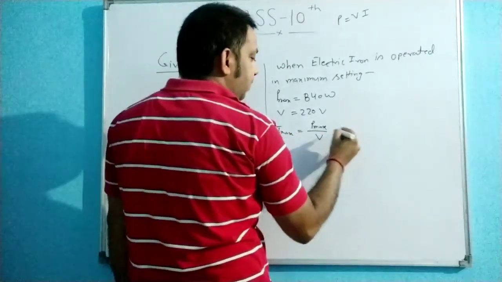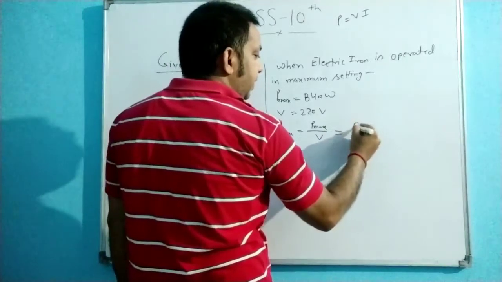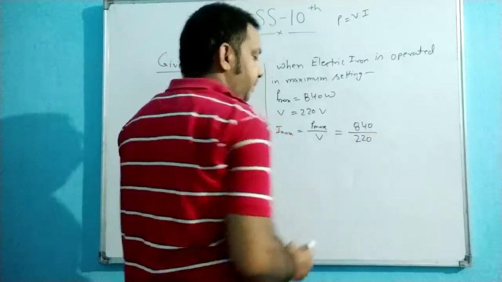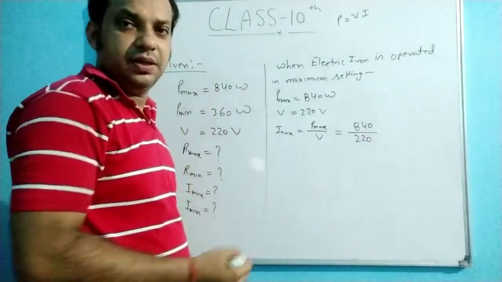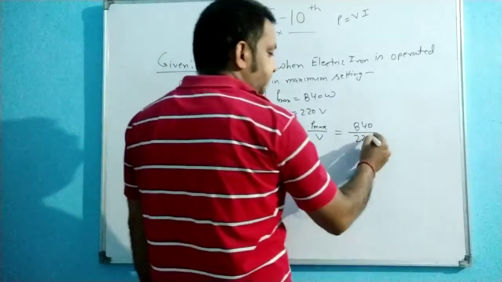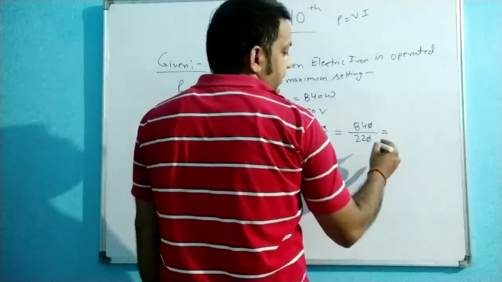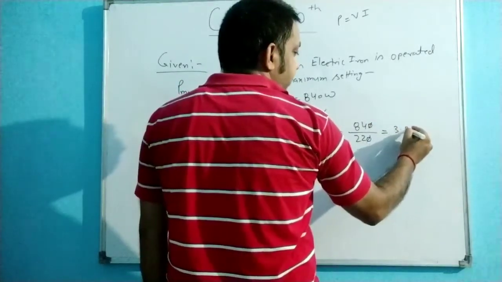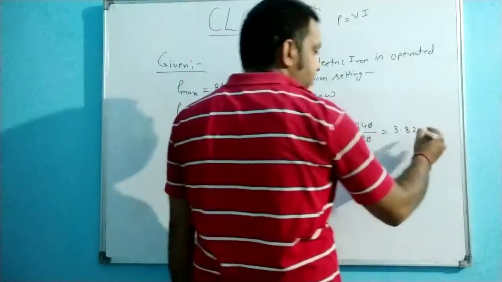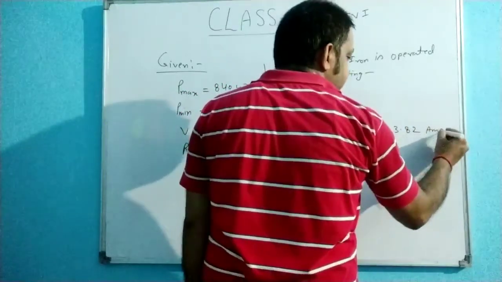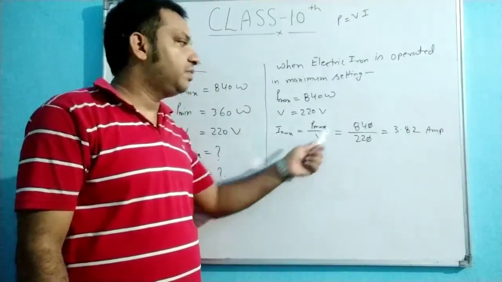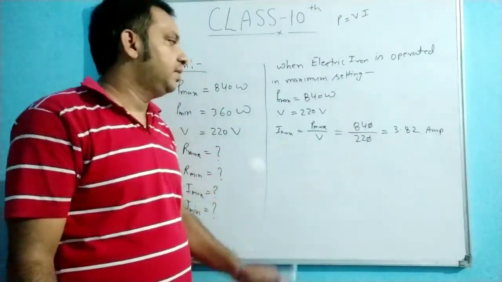So just put the value of the P max. P max is equal to 840 watt divided by 220 volt. Right? And after simplification, you will get 3.82 ampere. Right, this is the value you are getting. So this is your value of the current when you are operating at the maximum setting.